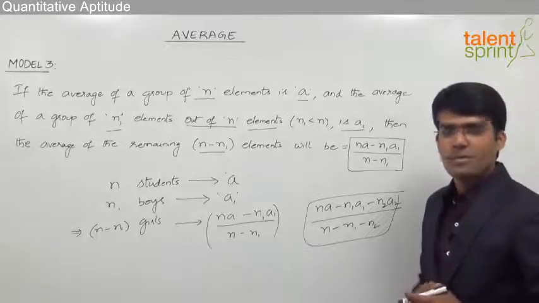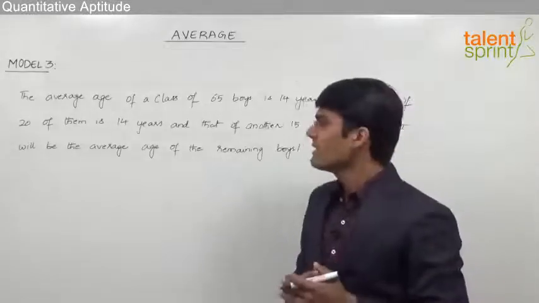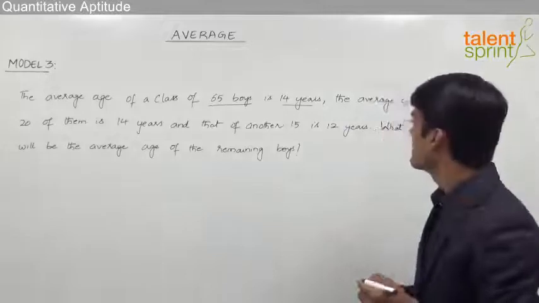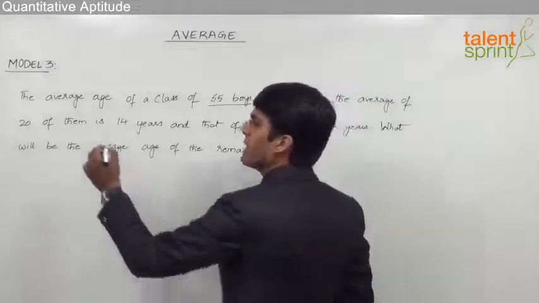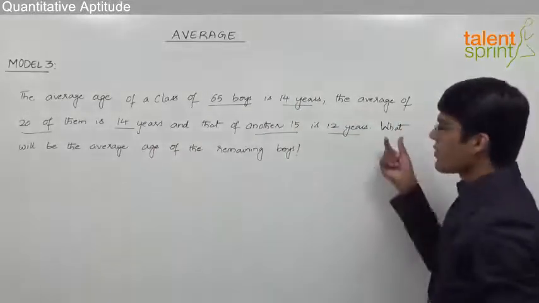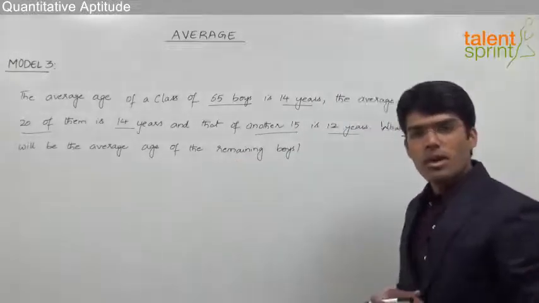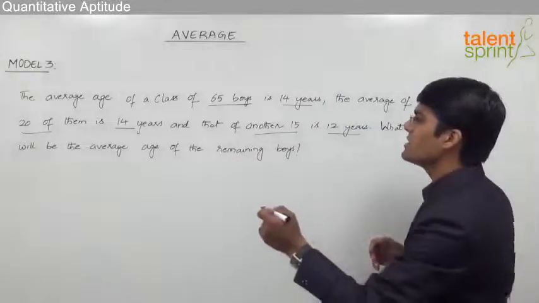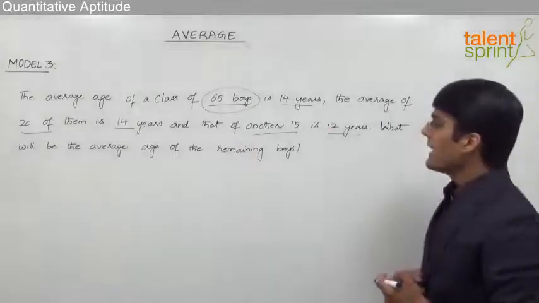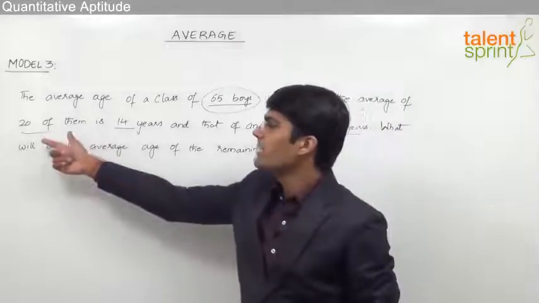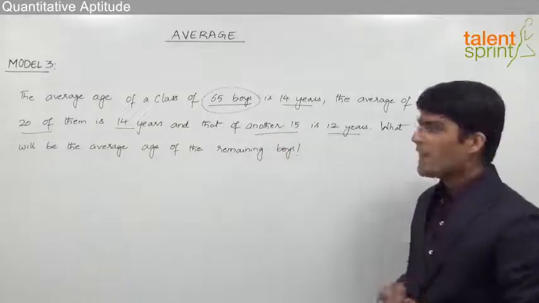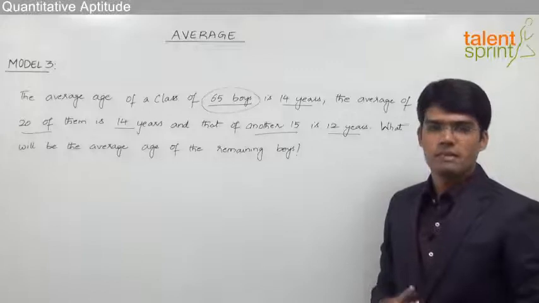Let us now take an example based on this concept. The given question here is, the average age of a class of 65 boys is 14 years. The average of 20 of them is 14 years and that of another 15 is 12 years. So what will be the average age of the remaining boys? As you can see here, the average age of the whole class of 65 boys is given, that is 14 years. And then the average of a group of 20 of them is given, which is 14 years. And another group of 15 boys is 12 years. And we are supposed to find out the average age of the remaining boys.